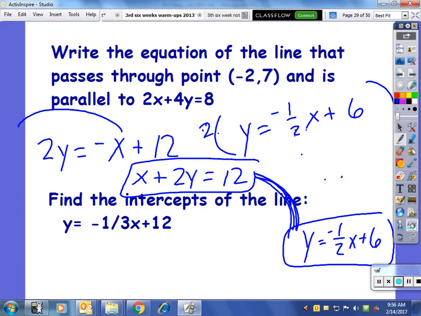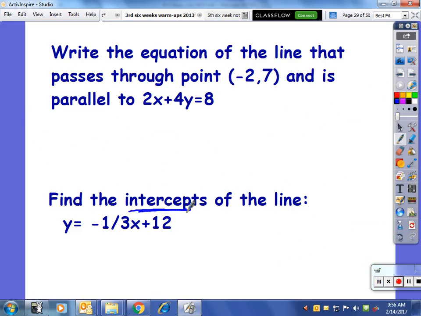All right, and then last night you did intercepts, and we're going to do that again today as well, and it's going to be easy. Okay, nobody, I hope, would miss the y-intercept. What's the y-intercept here? 12. When it's in slope-intercept form, of course, y-intercept is showing. X-intercept, and this is what you missed if you were absent, so you better be paying attention.